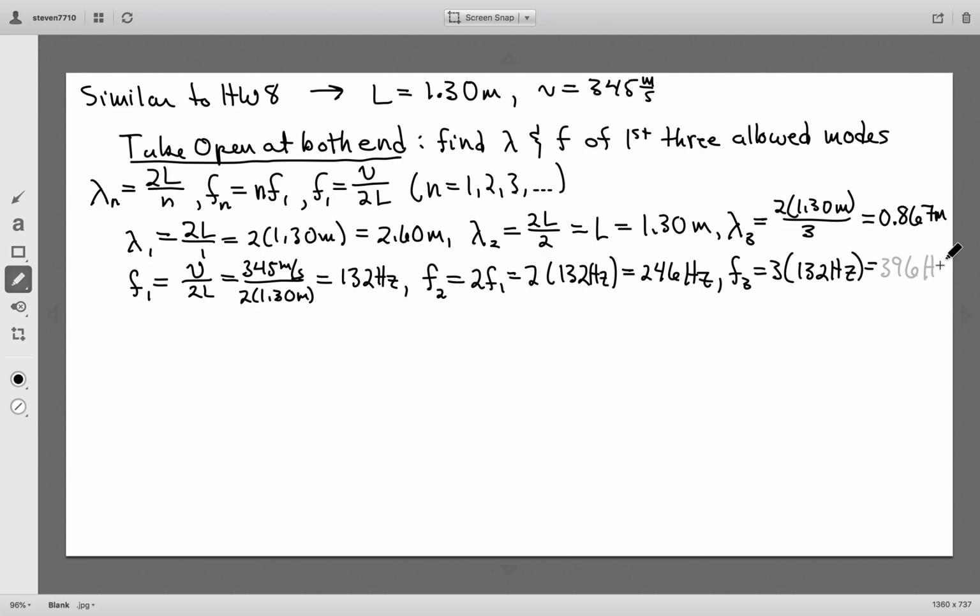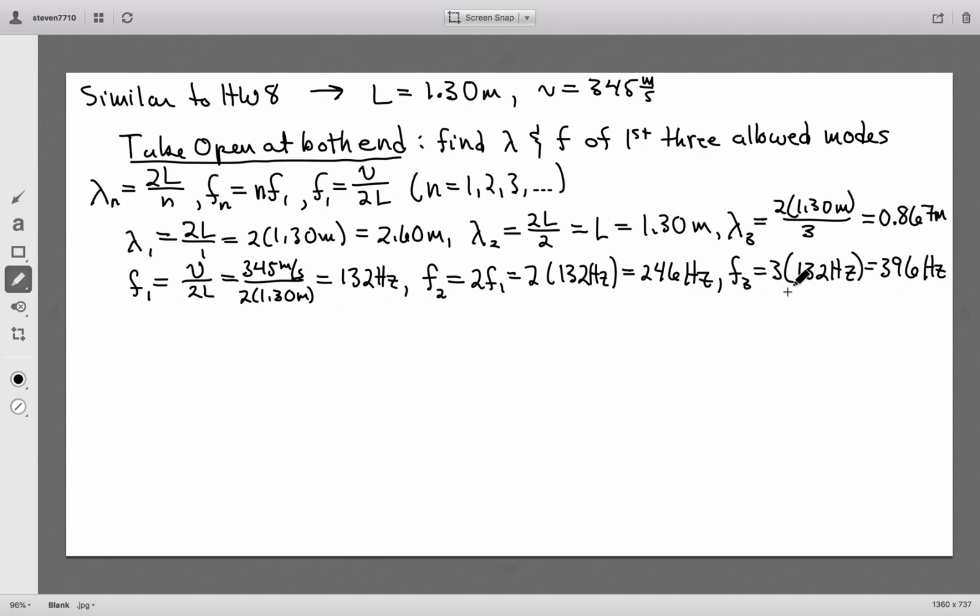So as the gentleman was just showing, if you took a tube, open at both ends, 1.3 meters long, and you were able to excite the first mode, you'd get this frequency. If you blew harder into it, you might be able to excite the second mode at 246. If somehow you were able to really push hard on blowing over that knife edge, you could get to the third mode at 396 hertz.